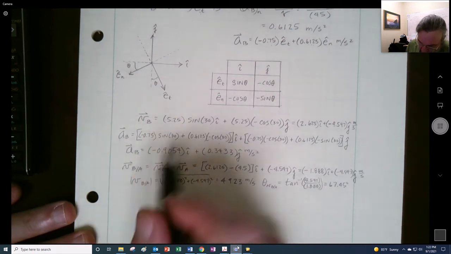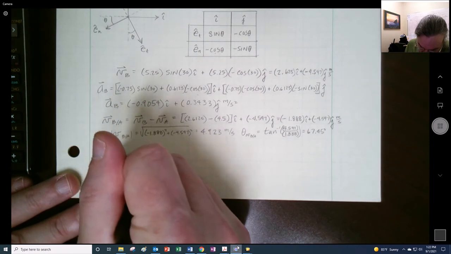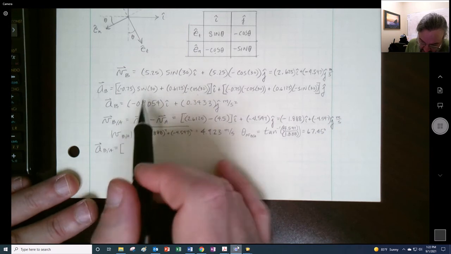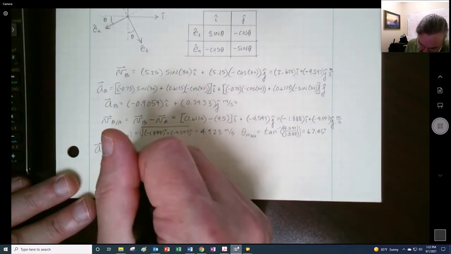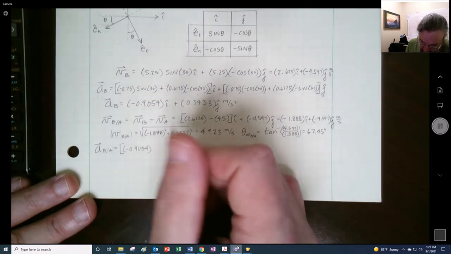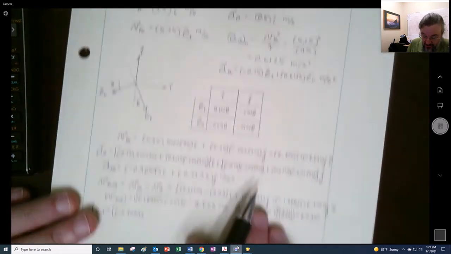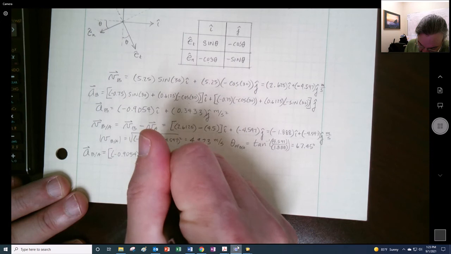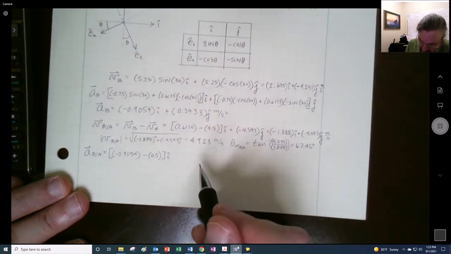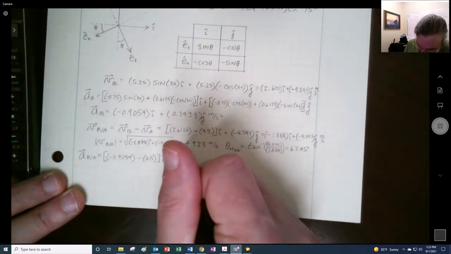All right, so now we want to get the acceleration of B with respect to A. We start out with the acceleration of B, which we got is this right here, negative 0.9054, but we're subtracting out A, which we knew up here is a negative, so it's going to be minus 0.5, and we know that's going to be the I direction. And this has nothing in the J direction, so this is just B.